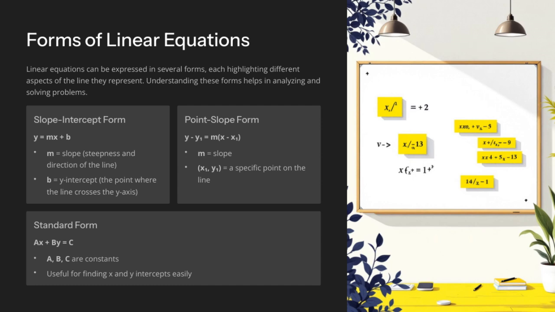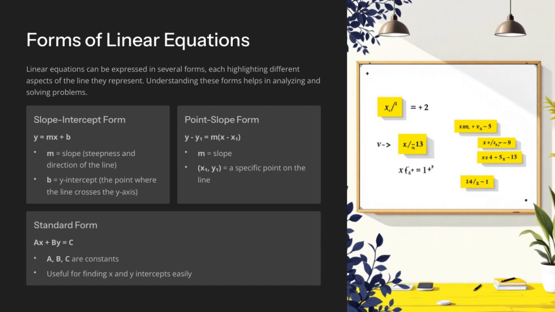First, we have the standard form, which looks like ax plus by equals c. A, b, and c are constants, and this form is particularly helpful for quickly finding the x and y intercepts of the line. Next is the point-slope form, written as y minus y1 equals m times x minus x1.